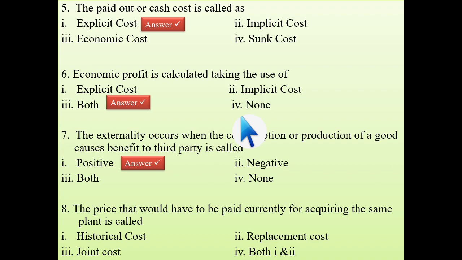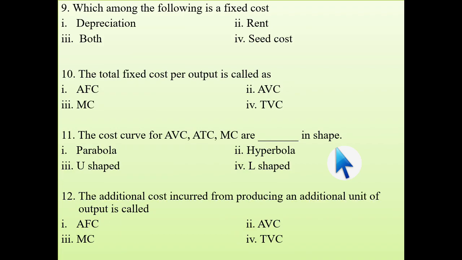Okay. Then the eighth question is, the price that would have to be paid currently for acquiring the same plant. That is obviously called replacement cost, what you need to give for replacement. Okay. Ninth question asks, which among the following is a fixed cost? Depreciation, yes. Rent, it is also yes. So the answer will be both depreciation and rent. They both are fixed costs.